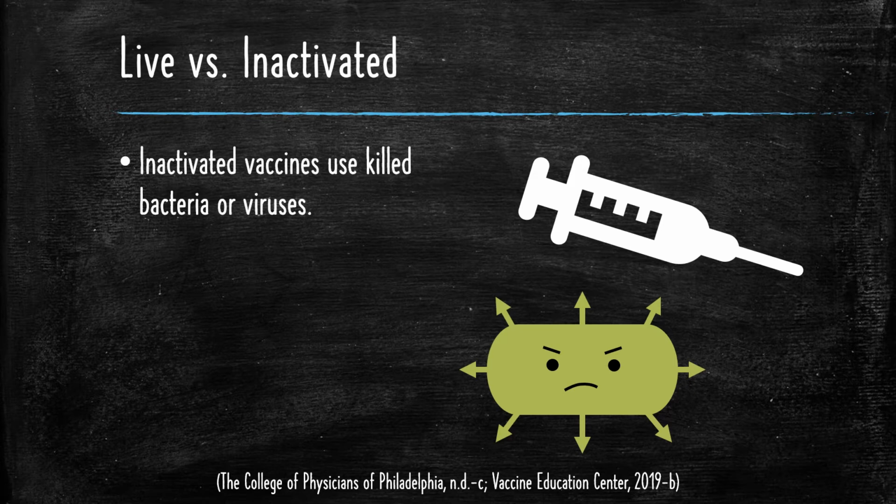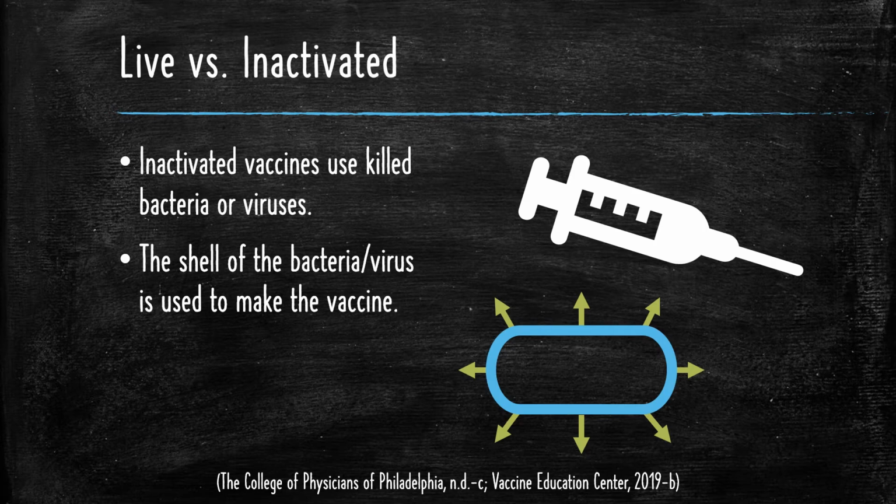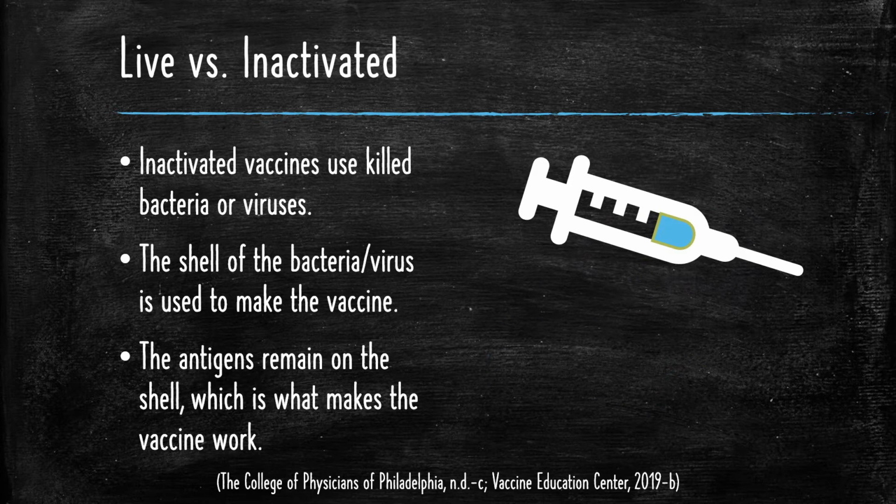Inactivated vaccines use a bacteria or virus that has been killed. So the shell of the bacteria or virus is still there. The inside of the bacteria or virus is dead, but the outer part is still present. So the antigens are still on the shell, and that is what is put into the vaccine, which then makes the vaccine work.